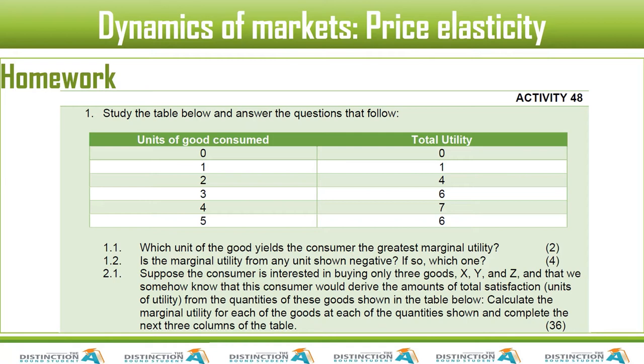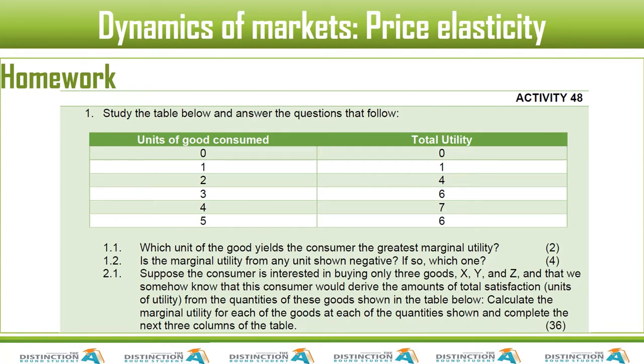Which unit of the good yields the consumer the greatest marginal utility? That'll be unit number 2. Why? Because it gives you a marginal utility of 3, and no other good here can give you that much marginal utility. Then the next question is, is the marginal utility from any units shown negative? If so, which one? Well, I've mentioned that already. That will be unit number 5. It gives you a negative 1. So unit number 5 gives you a negative utility.